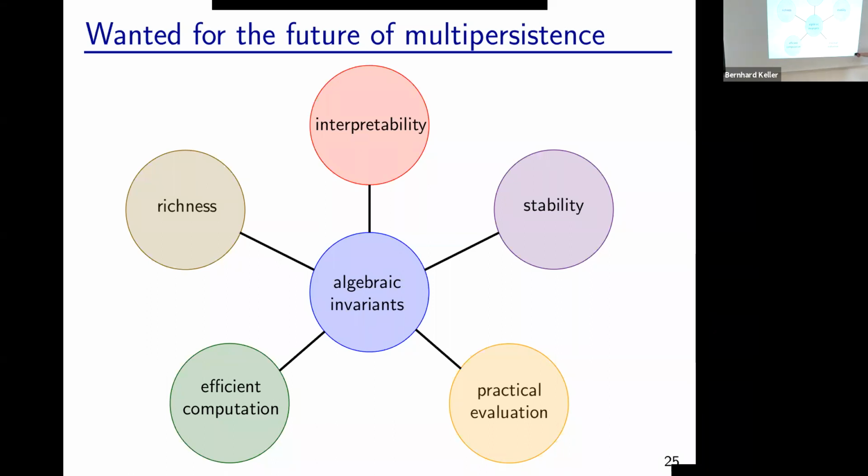And finally, what's missing is a practical evaluation. Until now, we still don't know what is the real potential of multi-parameter persistence. We haven't really used it. It has been used in some real-life applications, but it is not yet clear that it's clearly better than one-parameter persistence. And this is something that we must assess.